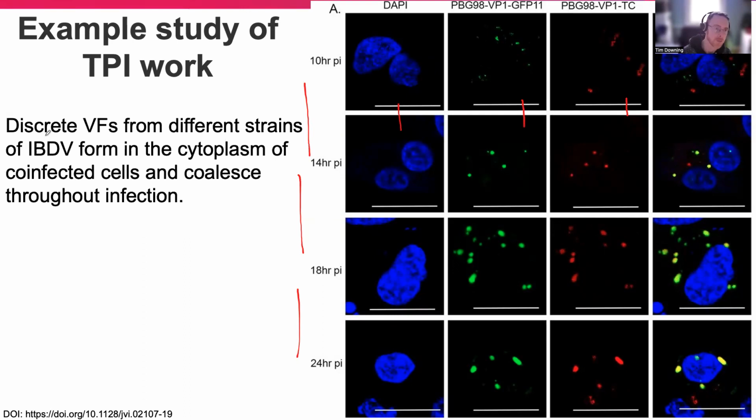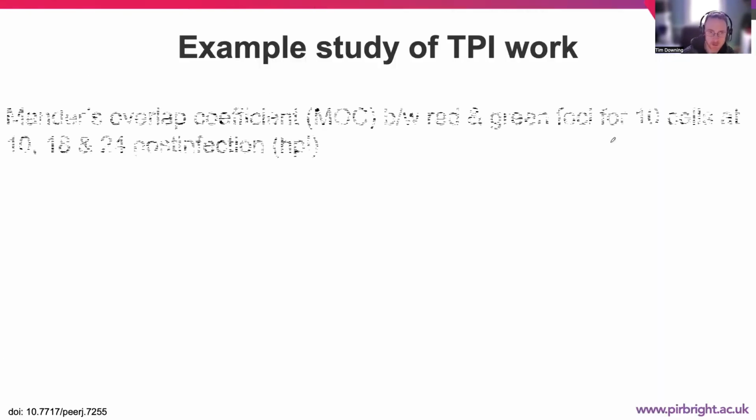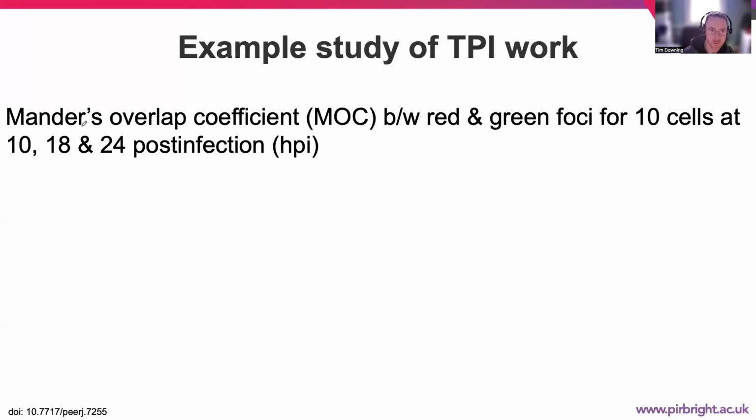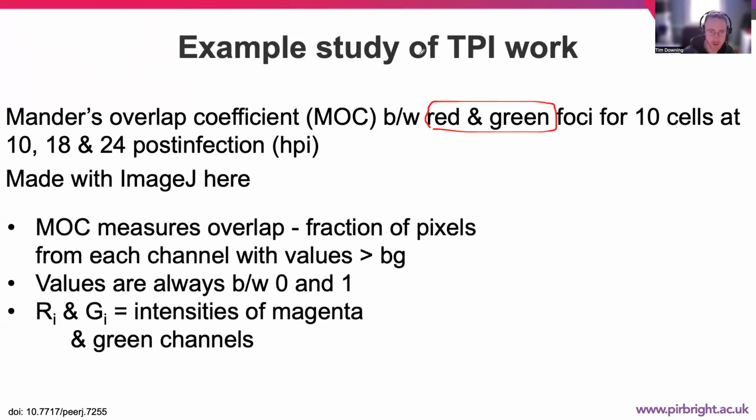They found that discrete virus factories from different strains of IBV in the cytoplasm coalesce throughout infection, and they performed similar experiments here to provide evidence of that. There are two metrics that they used. The first, which might be new to some of you, is called Manders overlap coefficient, MOC, and they're able to look at the overlap between the red and green foci in any particular image. It was implemented with ImageJ in this paper, but it's possible to do with R. We'll look at how to do that.